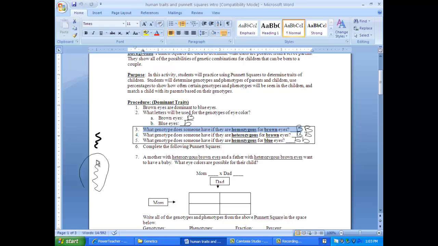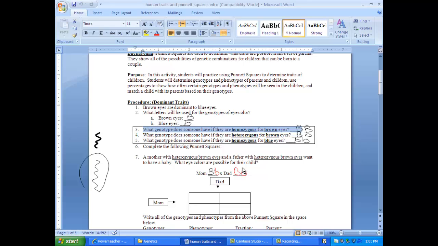So next part is complete the Punnett square. It's giving us a little problem here. It says a mother with heterozygous brown eyes. Well, we looked up here and we did heterozygous brown eyes. So mom's genotype is going to be big B, little b. And the father is heterozygous for brown eyes. Big B, little b.